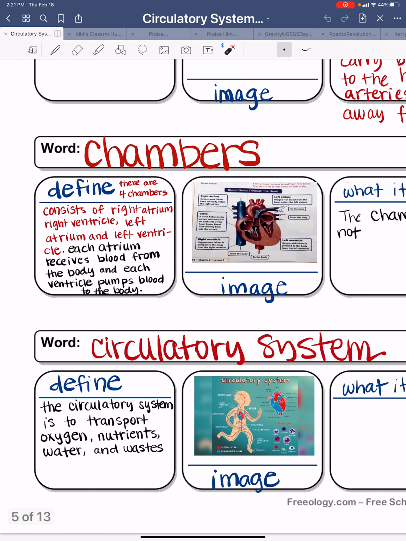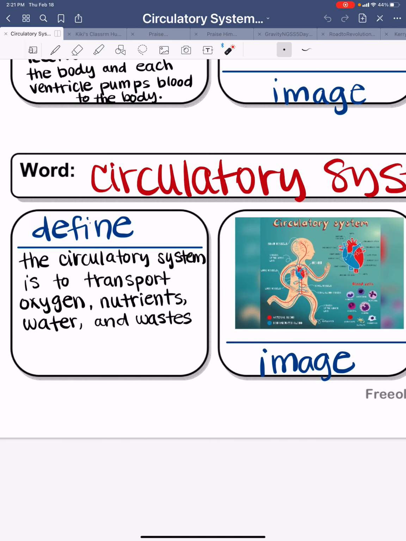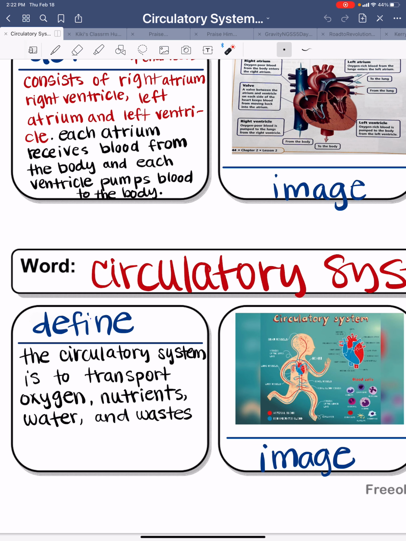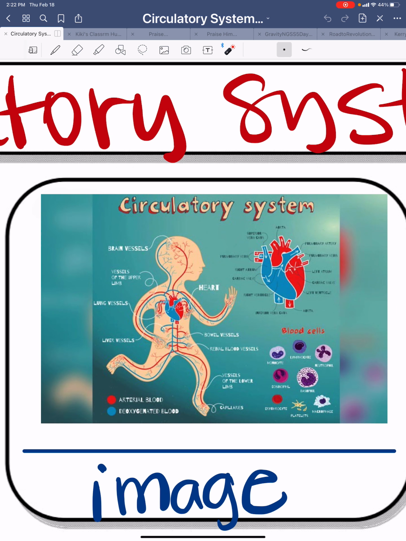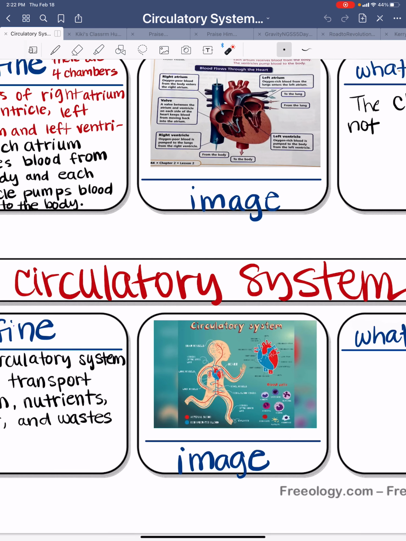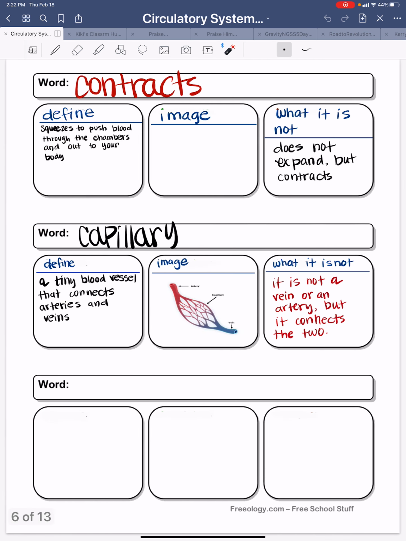Our next vocabulary word is circulatory system. The circulatory system is what is used to transport oxygen, nutrients, water, and waste. All right, so what makes up our circulatory system? Blood cells, our heart, brain vessels, heart vessels, lung vessels, liver vessels, blood. All of this stuff goes together, and it works together to make the circulatory system.